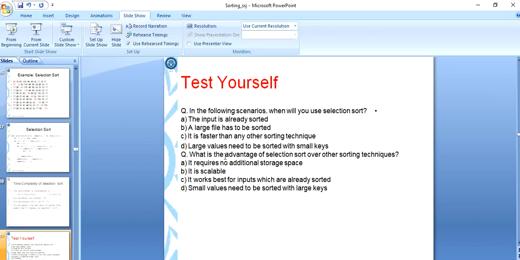Then the second question is, what is the advantage of selection sort over other sorting techniques? The important thing is that selection sort is an in-place sorting technique. In place means the memory area where the initial random element list is kept, in that memory area itself we are sorting the elements. That is called in-place sorting. So it does not require any additional storage space.